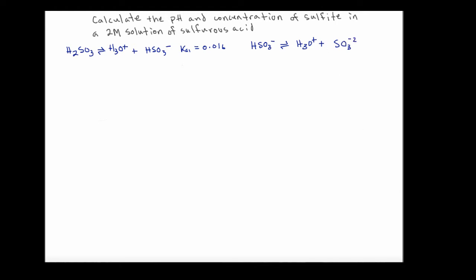All right, so in this problem, what we want to do is calculate the concentration of the SO3 2-, and we want to calculate the pH of the solution. And oh yes, the equilibrium constant for the second step here is equal to 6.4 times 10 to the minus 8th.